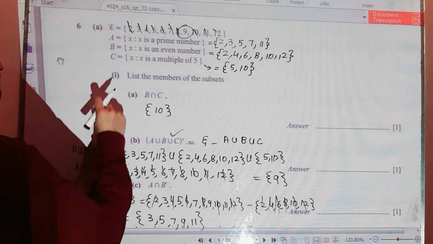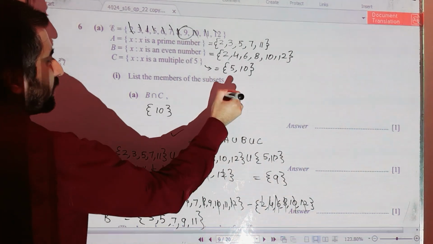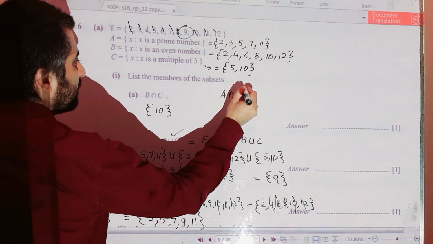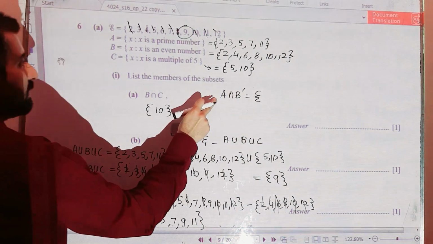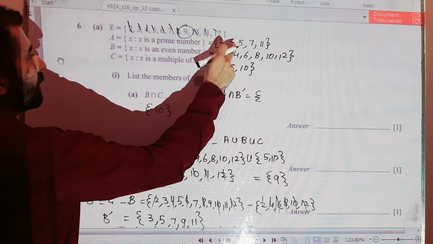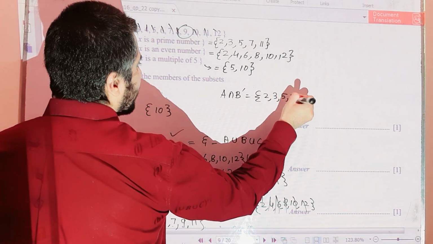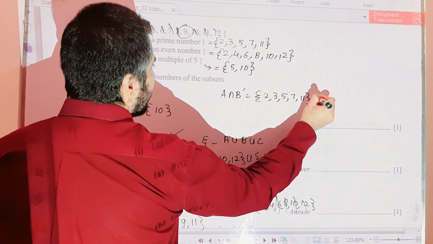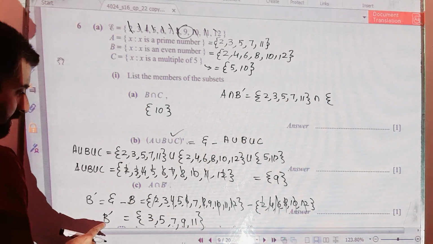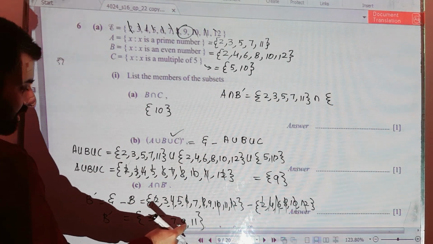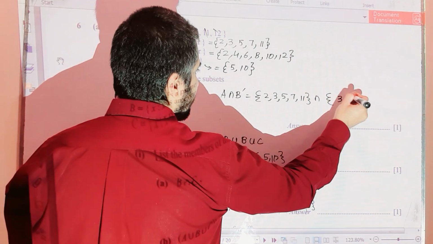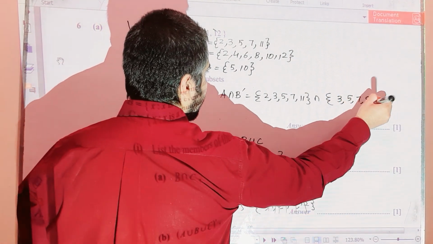Now where is A? Over here. So A intersection B complement: first of all, write the elements for A: 2, 3, 5, 7, 11. Intersection B complement, this one: 3, 5, 7, 9, 11.